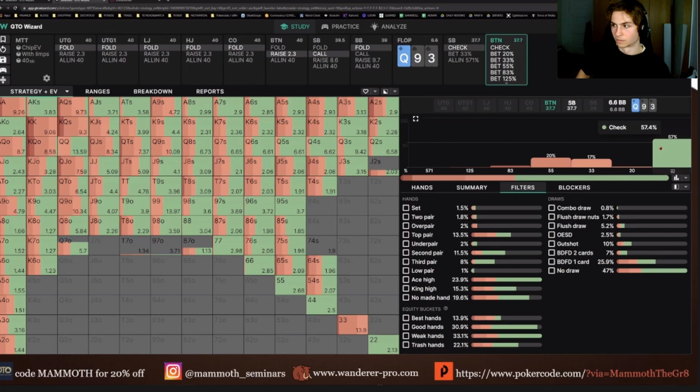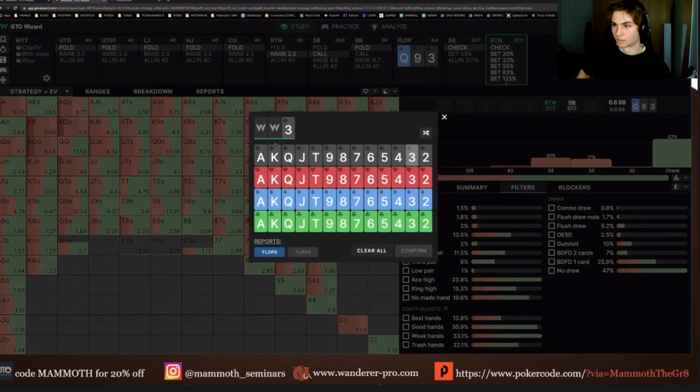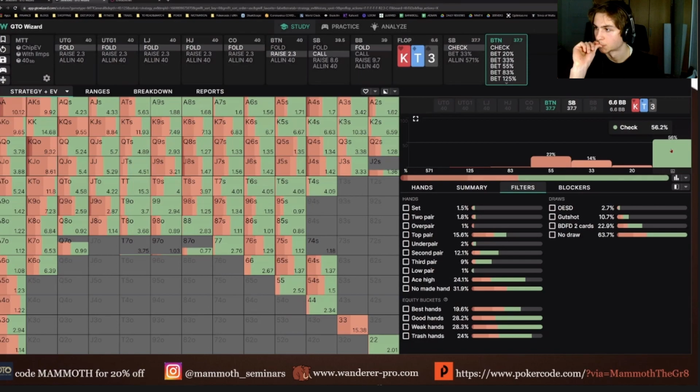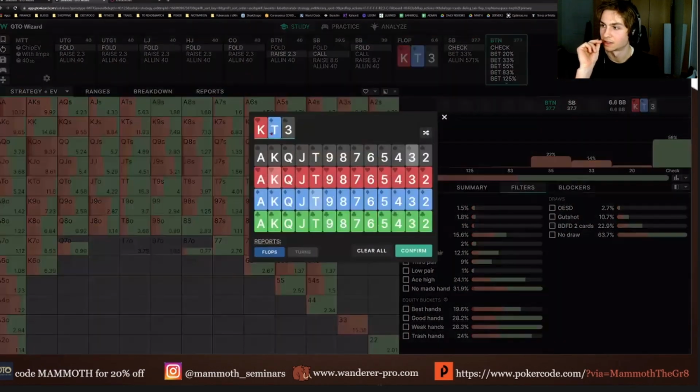60% check. King 10x, perhaps. It's not going to be great. 56% check. Why isn't solver leading at that high amount that in position isn't checking more than 50%?